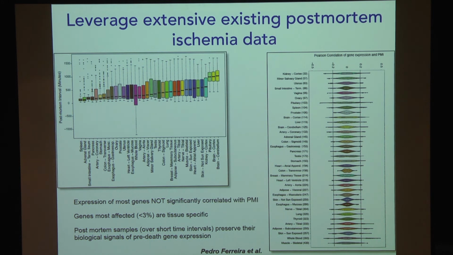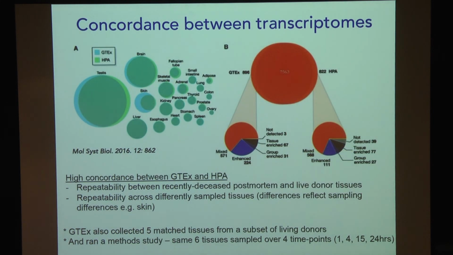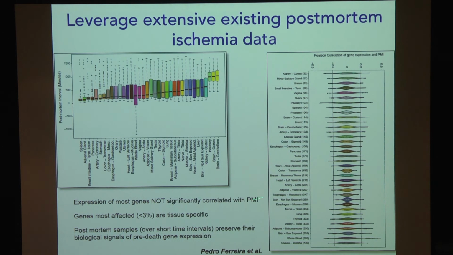And one of them is the extensive data we have on that axis of how representative you are of a living tissue when you go from transplant to a postmortem organ donor. We have extensive data about ischemic times across many of the tissues, because in GTEx we collected them across all these times, depending on what we could get. So that data is available. We can leverage it. The analyses we've done have shown that the expression of most of these genes was not significantly correlated with the ischemic time, and that the genes affected tend to be tissue-specific.